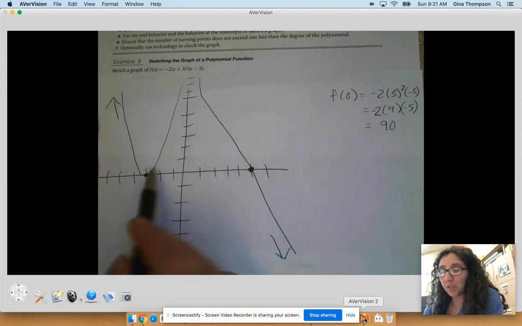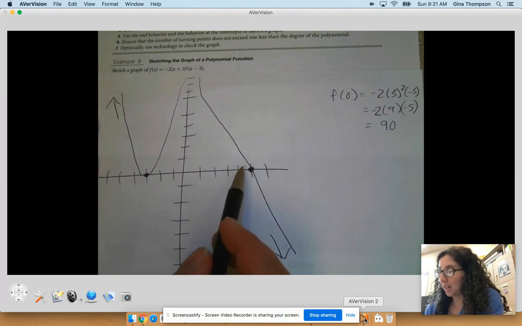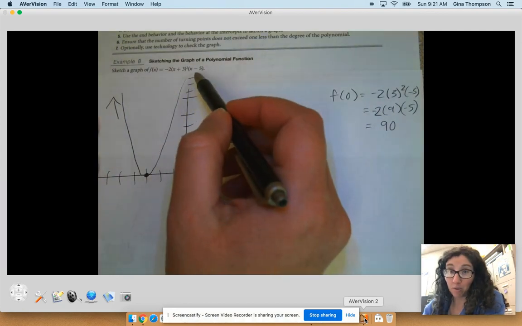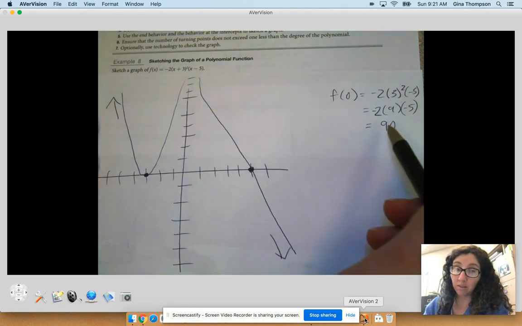We found the zeros and the behavior of those zeros. And then we kind of connected them in a smooth way. And on the ones that I give you on the test, I'll be more careful, and they will not have y-intercepts of 90. Okay, so they'll fit on the graph.